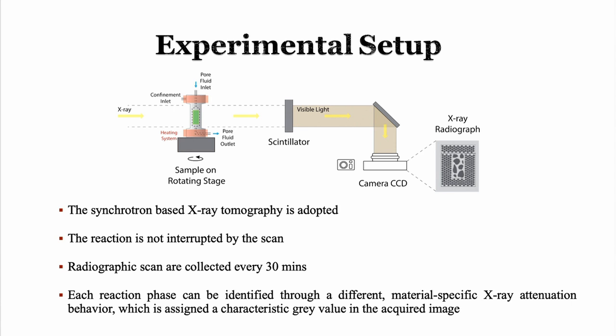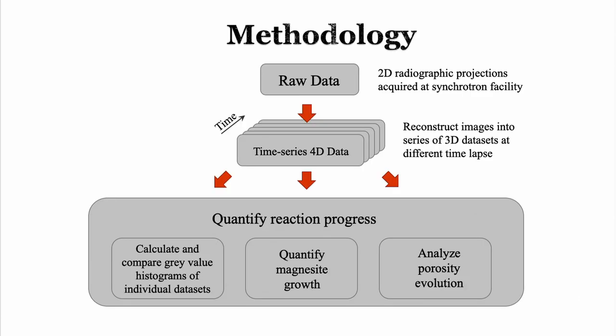For X-ray tomography, each reaction phase has a different density, which leads to a material-specific X-ray attenuation coefficient, which results in a characteristic gray value in the acquired image. To put it simply, each reaction phase has a different color in the image so that you can tell the difference. Our analysis is conducted in three ways. Because each phase has a different gray value, by calculating and comparing the gray value distribution histogram of different data sets, we can gain some information about the reaction progress. We can also isolate all the precipitation and quantify the growth of magnesite grains. We can also isolate the pores and analyze the porosity evolution of the sample during the reaction.